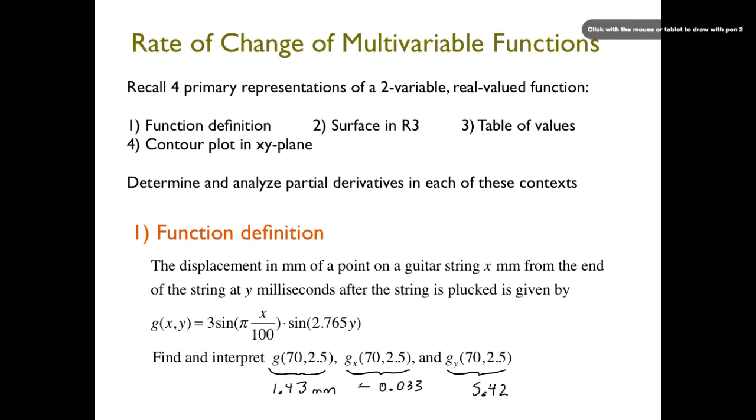What are the units on the partial derivative with respect to x? What would the units be on that?